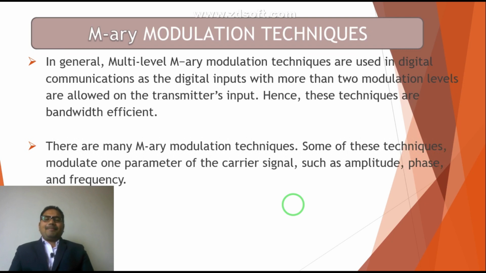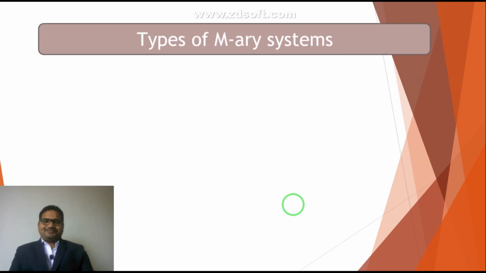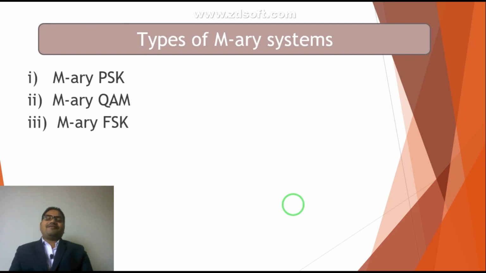There are many M-ary techniques, and some of these techniques modulate one of the parameters of the carrier. It could be the amplitude of the carrier, or phase, or frequency of the carrier. But today we are going to see the M-ary PSK system. But basically, what are the types of M-ary systems? M-ary PSK, M-ary QAM, that is quadrature amplitude modulation, and M-ary FSK.